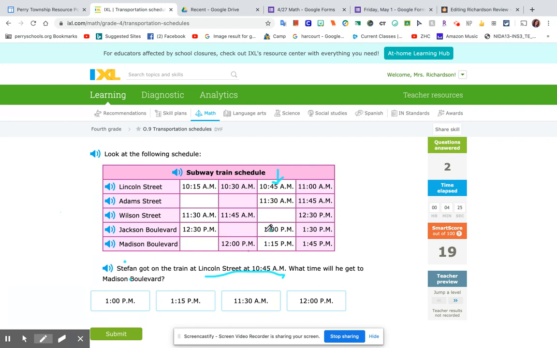Ooh, I don't have to figure out elapsed time. I just have to read the chart. If he's on this subway train, he goes to Adams Street at 11:30. He gets to Jackson Boulevard at 1. He ends up at Madison Boulevard at 1:15. So there was actually no math. This was just a reading problem. I had to read the chart. Let's make sure our thinking makes sense. He arrived at 1:15 and submit.